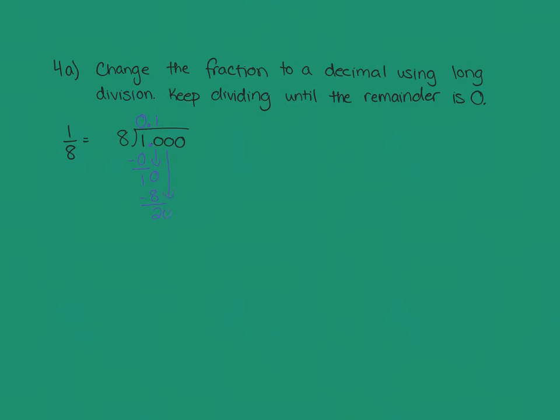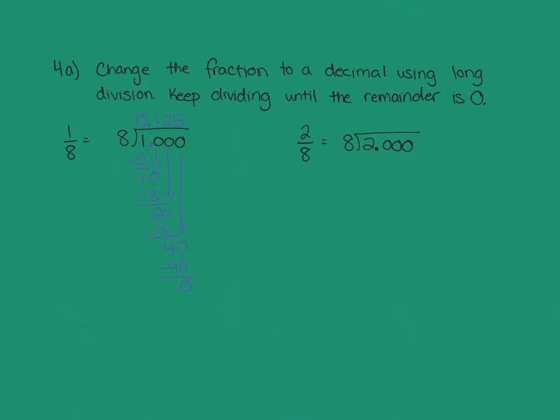Bring down the 0. 8 goes into 20 2 times. That gives us 16. Take away equals 4. Bring down the 0. 8 goes into 40 5 times, which gives us 40. And now we have a remainder of 0, so I can stop. If it wasn't, I would have to keep going. So this is part A.